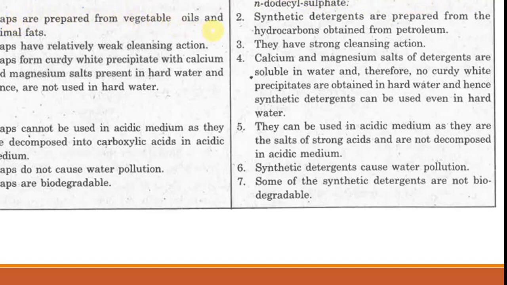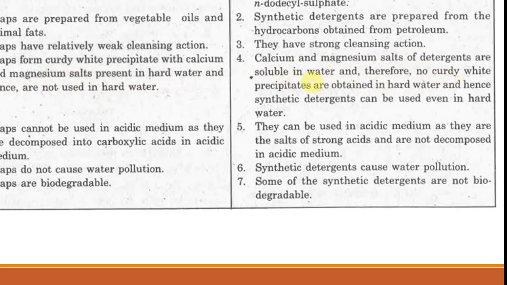Soaps are prepared from vegetable oils and animal fats. Synthetic detergents are prepared from hydrocarbons obtained from petroleum, long chain hydrocarbons. Soaps have relatively weak cleansing action. The detergents have strong cleansing action. Soap forms a curdy white precipitate with calcium and magnesium salts, the hardness causing ions present in hard water, and hence is not used in hard water. But calcium and magnesium salts of detergents are soluble in water.